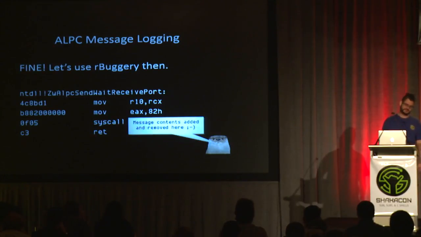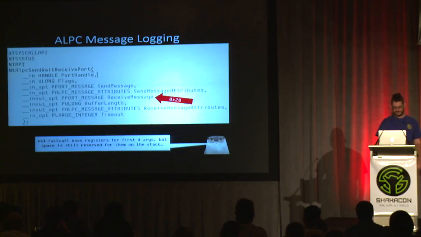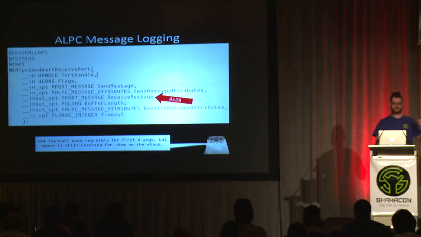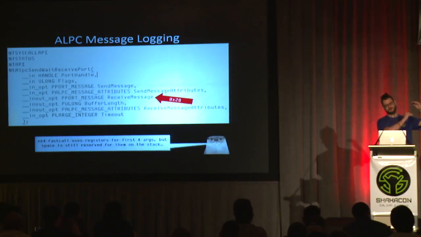So if I break at this syscall, after the syscall has happened, this is the protocol. This is the function signature. And we see that on x64, the fifth arg is going to be 0x28 because maths. In case you didn't know, even though fastcall uses register arguments on 64-bit, they still reserve the same amount of space. I don't exactly know why, I haven't looked at it, but they still reserve space for the first four args. So your stack args are still going to start at 0x28.